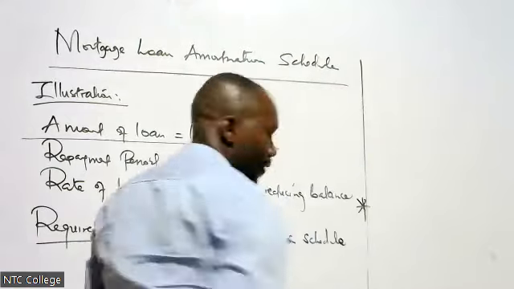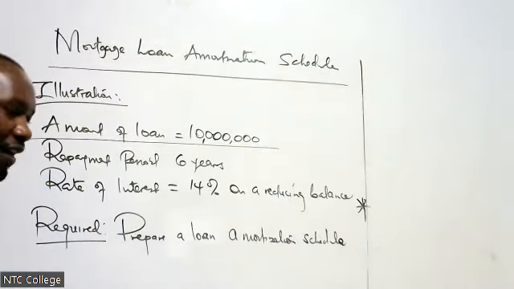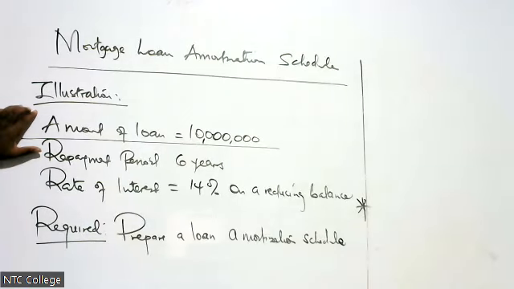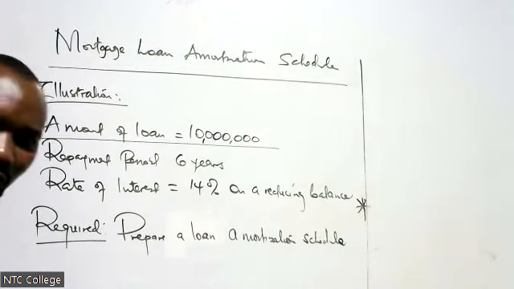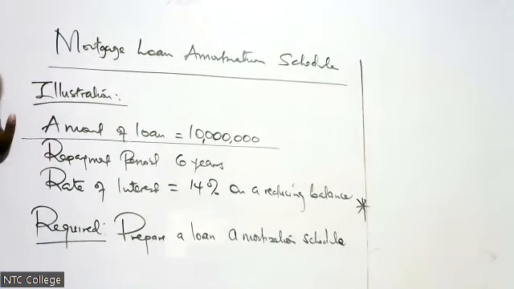So what I'm saying, Florence, is that assume that you have a total loan that you're going to pay, the total amount that you're going to pay is 10 million. The total amount of loan that you took is 10 million. Repayment period is 6 years. The rate is 14%. These are the normal terms and conditions of loans that we normally take.